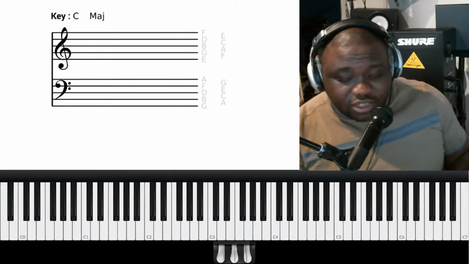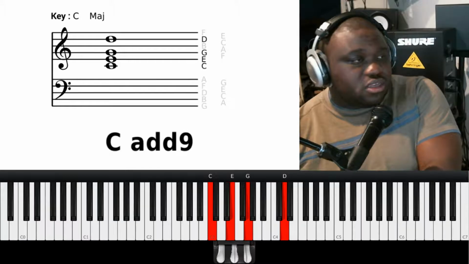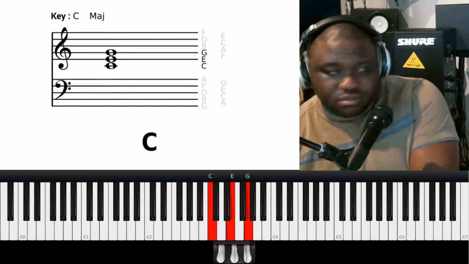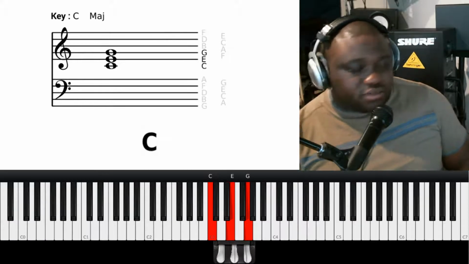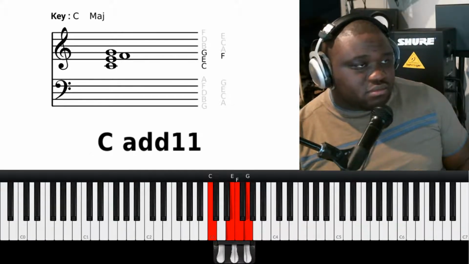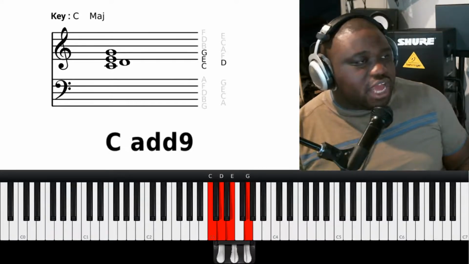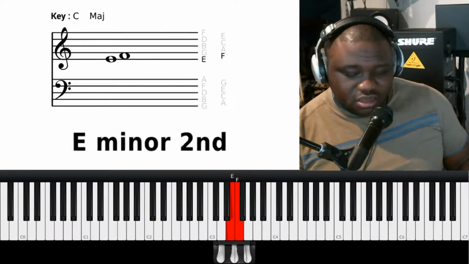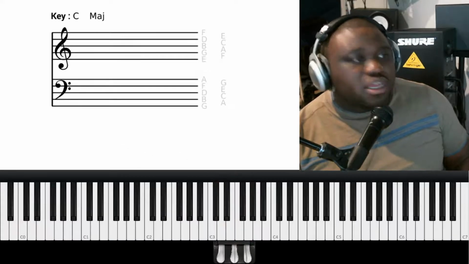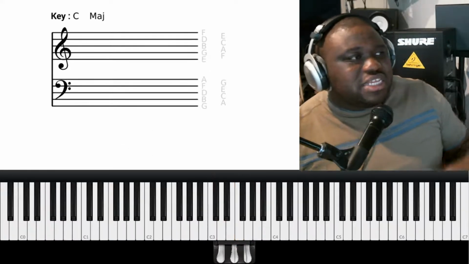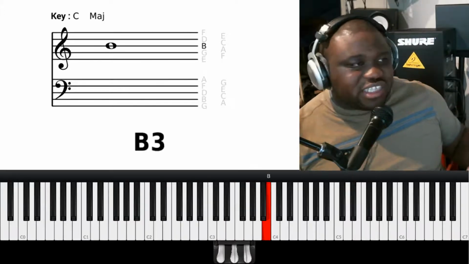So let's just say you can flip it, add 9, right? Same thing, add 11, okay? Same thing, add 9, add 11. And you can do the same thing for the other ones, right? So the point is the extensions happen with the seventh.